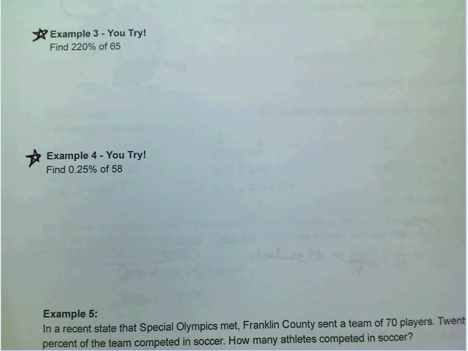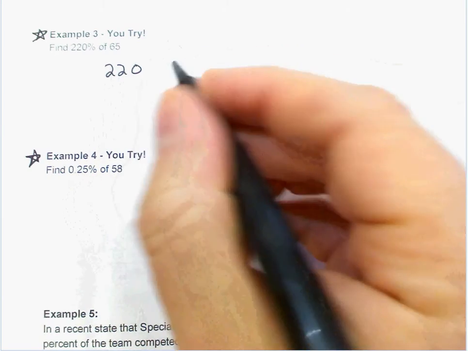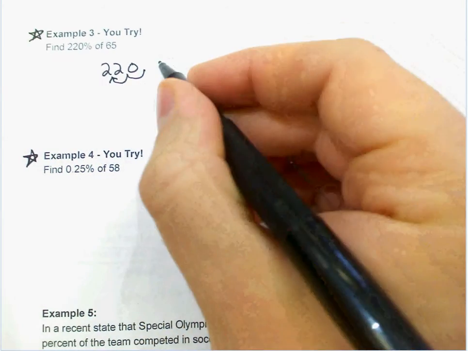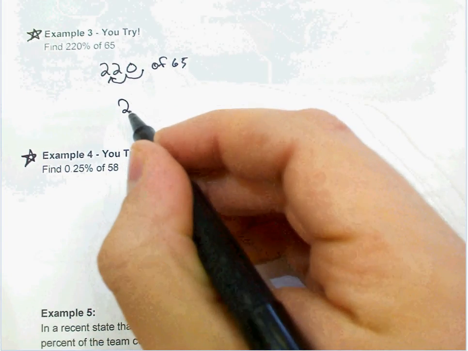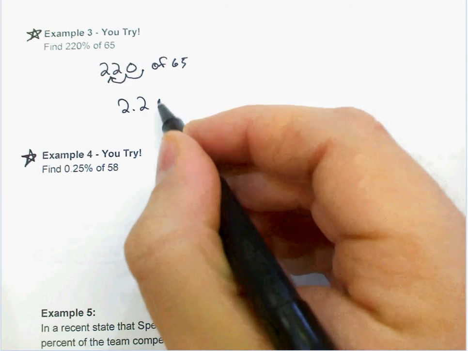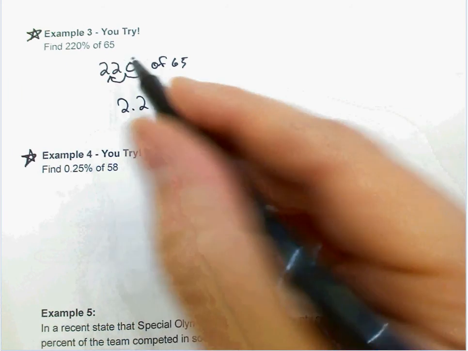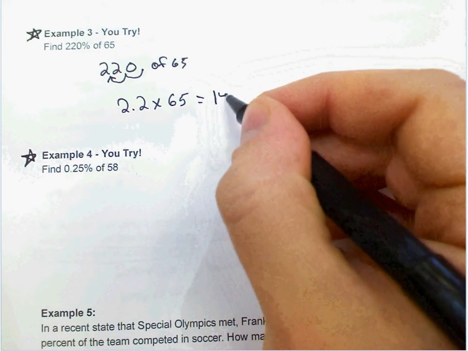As we're taking a look, we have 220% of 65. Remember, if we don't have a decimal, it starts here. We move it 2 places to the left. And we have 2 and 2/10 times 65. That would be 2 and 2/10 or 2 and 20 hundredths. That's fine. And we get 143 as our answer.